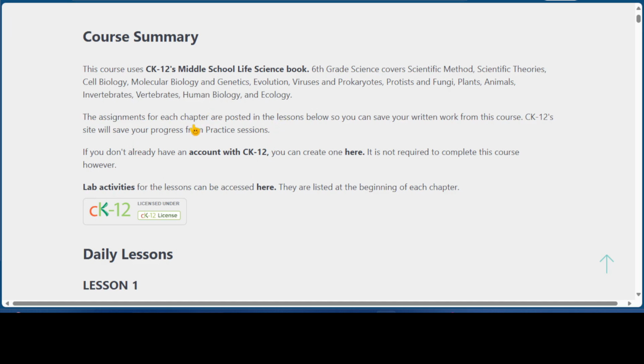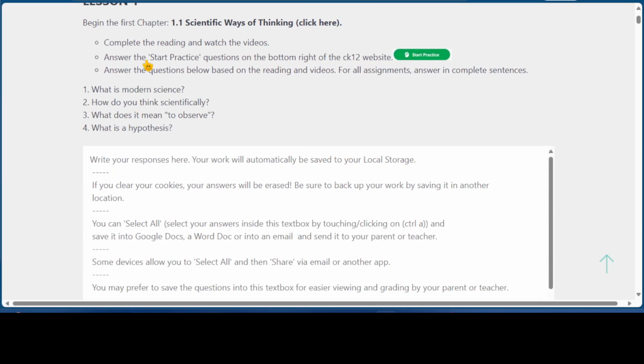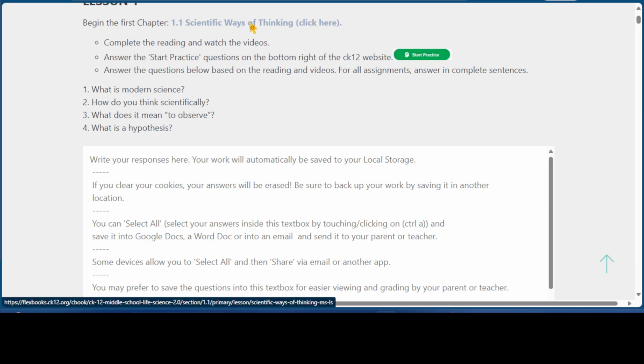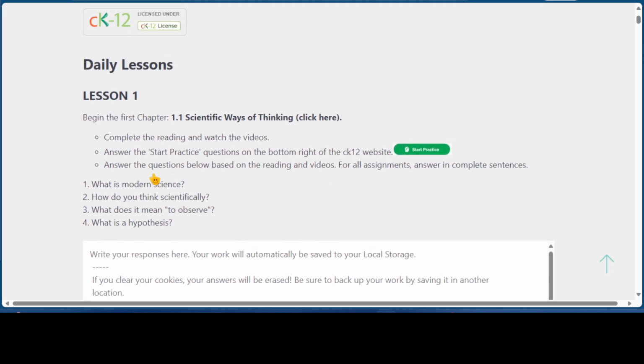So the assignments for each of the chapters are posted in the lessons below. If you scroll down, you will see here are the assignments for the students. They will click on this hyperlink to read the section in that textbook available at ck12.org. Then they will come back here to complete the assignment. As you can see, it's fully listed out exactly what they should do. There are 4 questions here they should answer for this lesson.